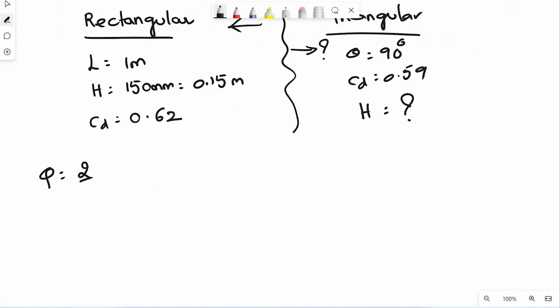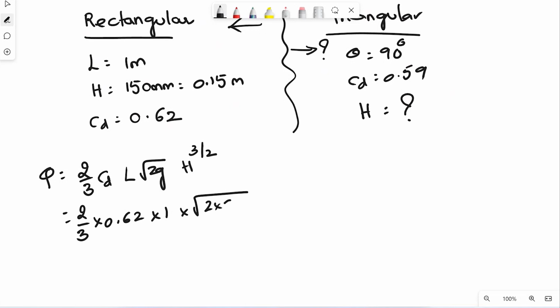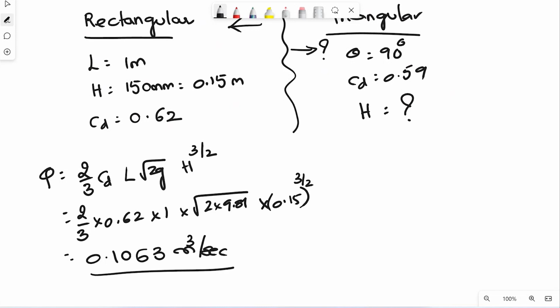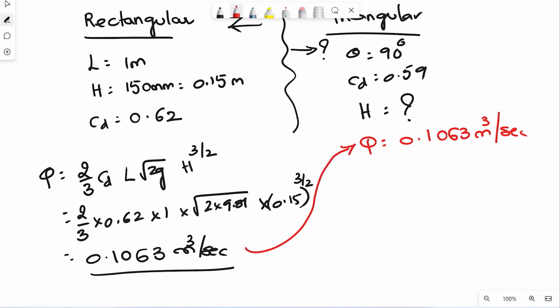Q is equal to 2 by 3 CD L root 2g H to the power of 3 by 2. If I take this, then 2 by 3 into CD, which is 0.62, L is 1, into root of 2 into 9.81, into 0.15 whole to the power of 3 by 2. If you calculate that, you are going to get 0.1063 meter cube per second. Now the same discharge is flowing over the triangular notch. So the triangular notch discharge is also equal to 0.1063 meter cube per second. This is the same because the same water is flowing.